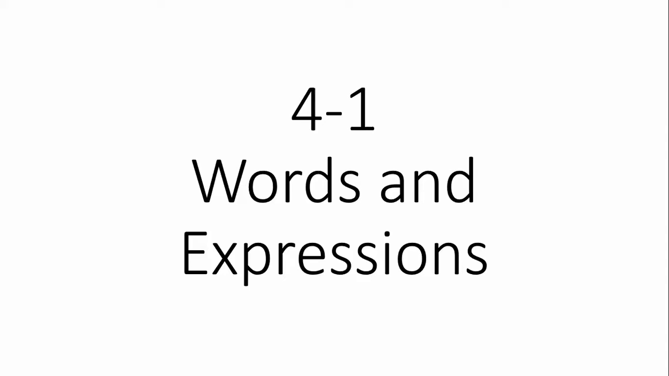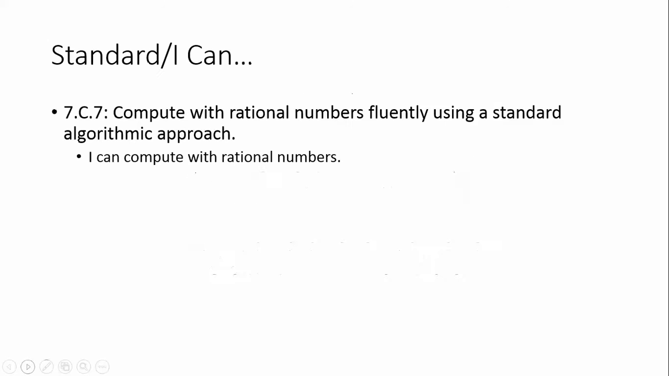The first section in Unit 1 or Unit 4 is titled Words and Expressions. Now, some of this might be a little bit of a review, but other parts we have not covered yet this year. So your standard is 7C7, being able to compute with rational numbers fluently using a standard algorithmic approach, and that's a fancy way of saying can you compute using the order of operations.